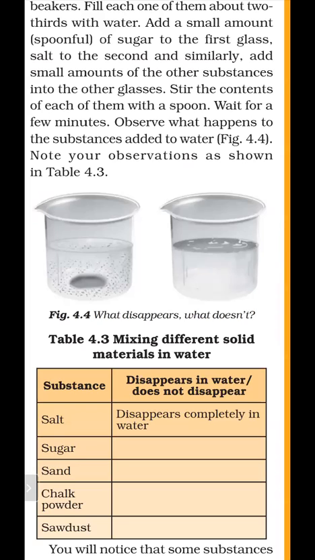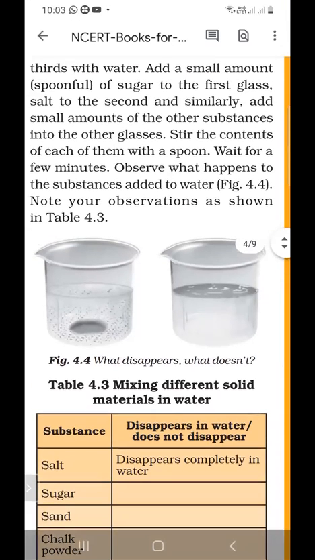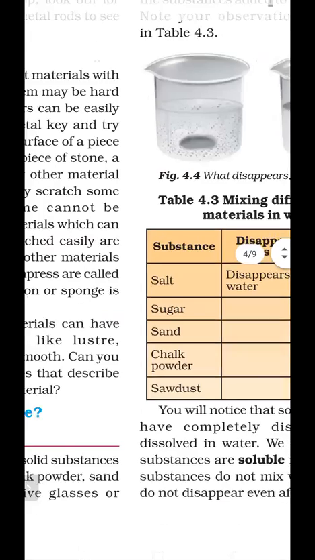So out of these 5 items, salt and sugar dissolve into the water. So these are called soluble substances. The solid substances which dissolve into the water are called soluble substances, and the substances which do not dissolve into the water are called insoluble substances. And sand is insoluble.